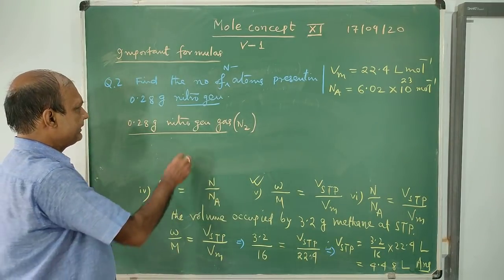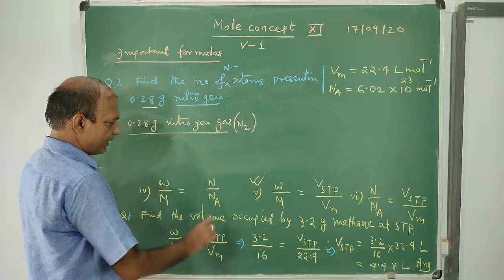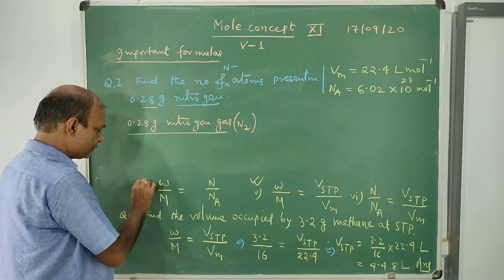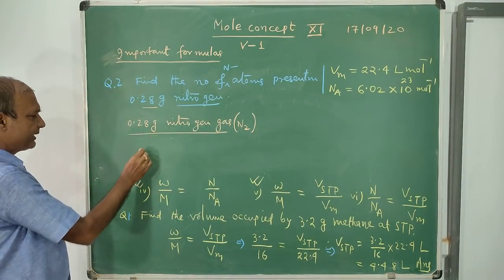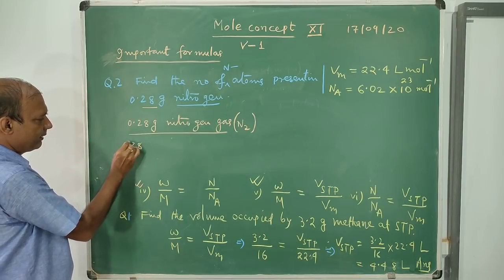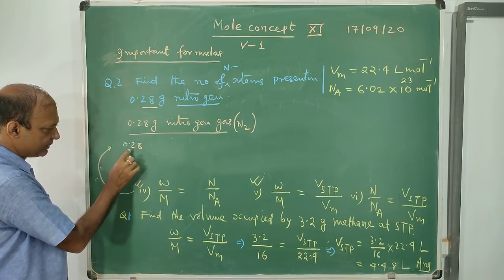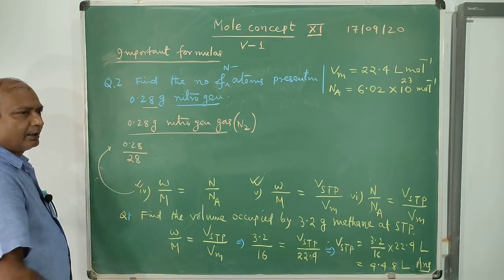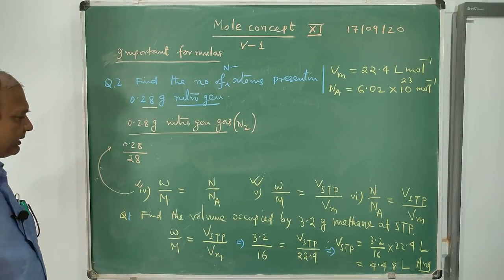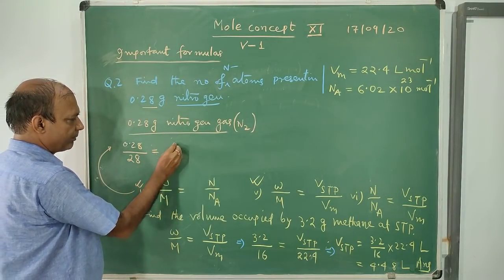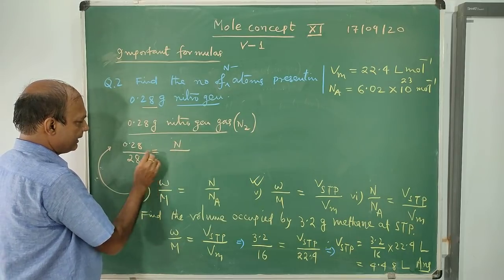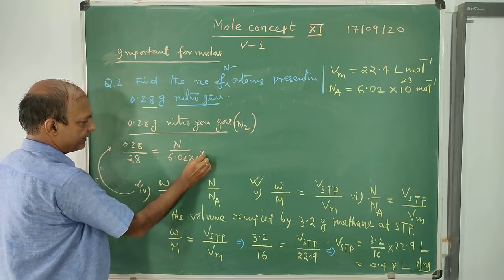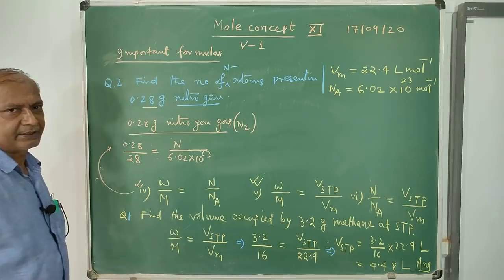So see, here weight is given, and you have to find the number of molecules. You can choose this formula: weight of nitrogen is 0.28, molar mass of nitrogen is 28. This is equal to the number of molecules of nitrogen by Avogadro's number, 6.02 into 10 to the power 23. This is the first case.